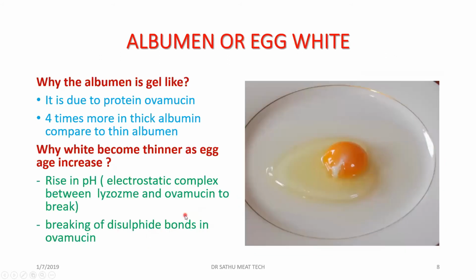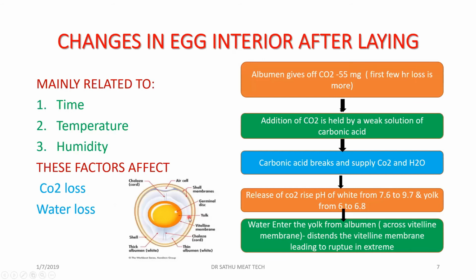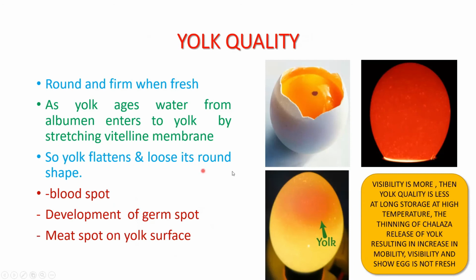So if more water enters, sometimes the vitelline membrane will break and it will flatten. So the yolk flattens and loses its round shape. That's what we discussed. And other things we can come across is the blood spot. And in the table egg, we are not expected to have the development of the embryos, so the development of the germ spot should not be there. A meat spot on the yolk surface. Sometimes we come across a meat spot on the yolk surface.